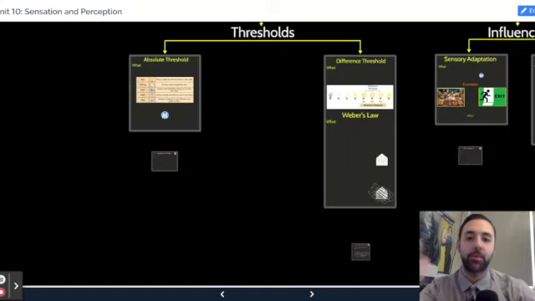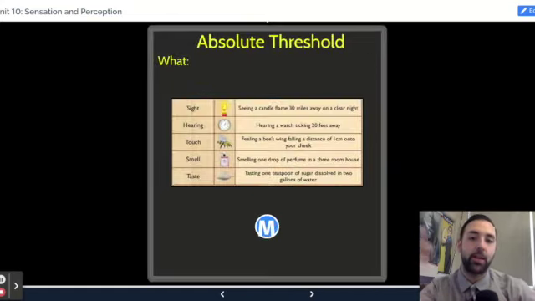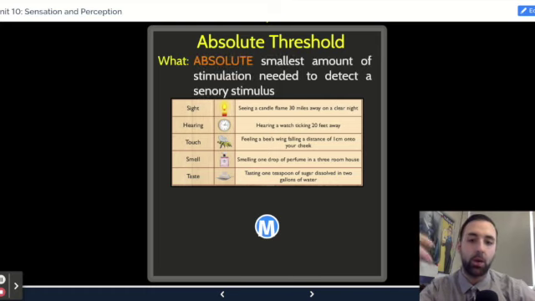So, for example, on the left side under thresholds, there are absolute thresholds for all of our major senses. Absolute thresholds are the absolute minimal amount of stimulation necessary to detect a sensory stimulation. There should be an S between the N and the O here. There's a bit of a typo.